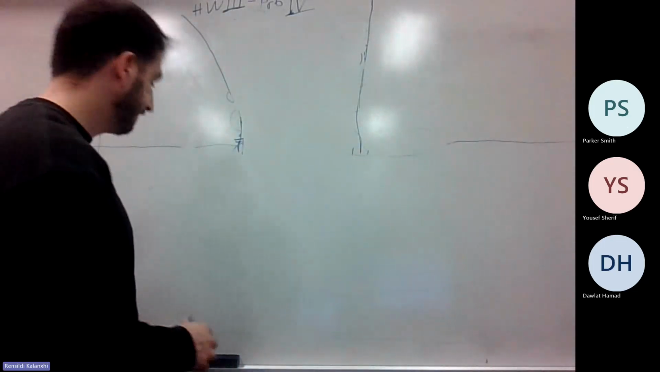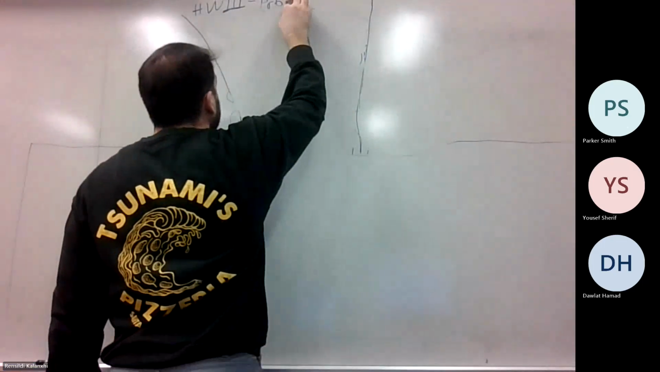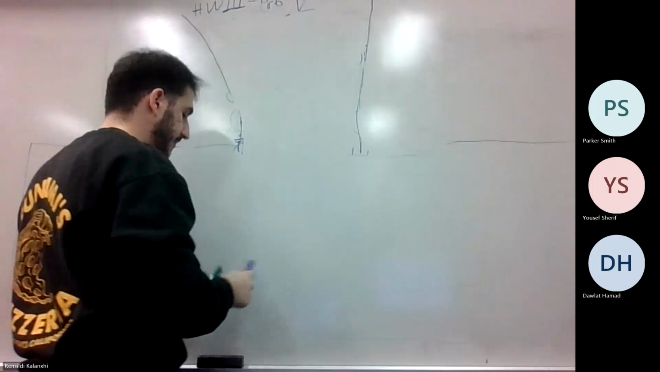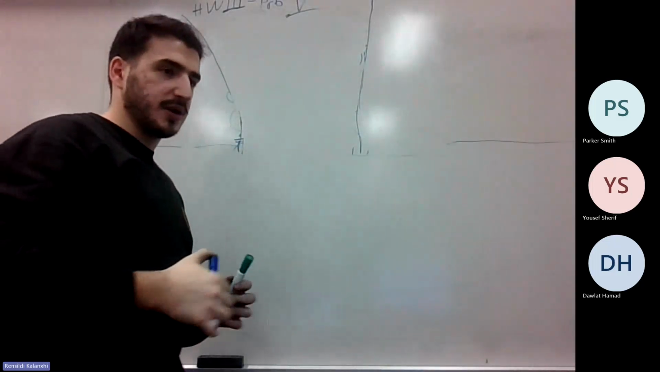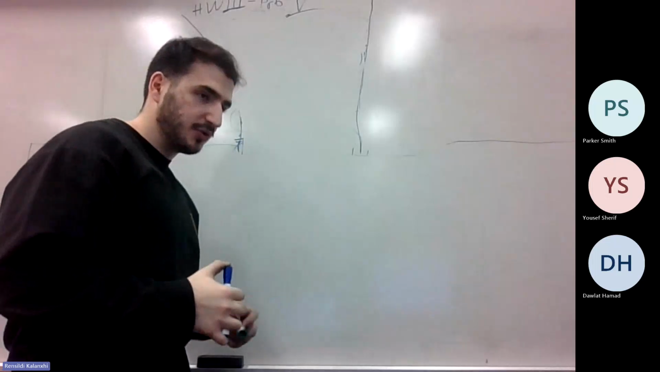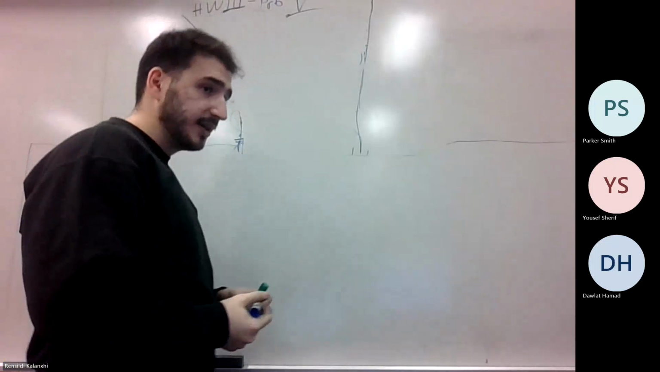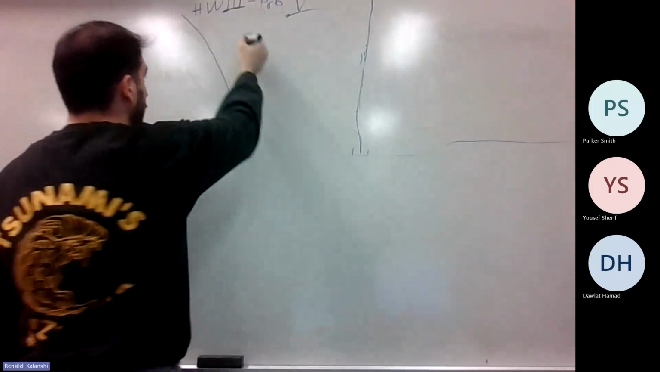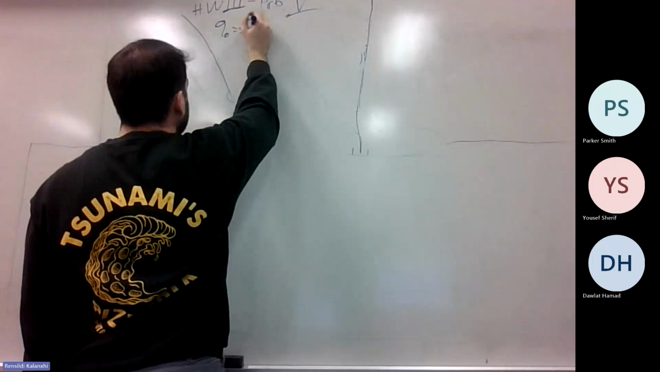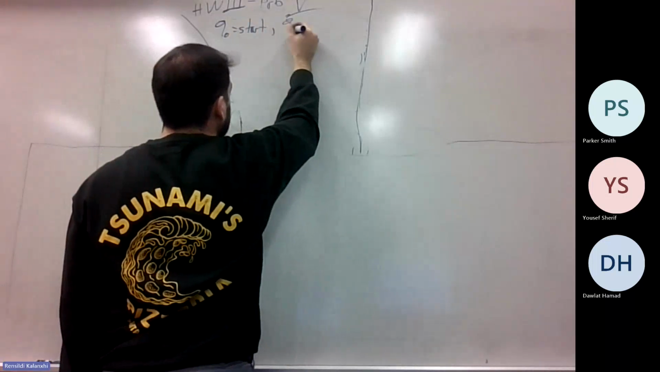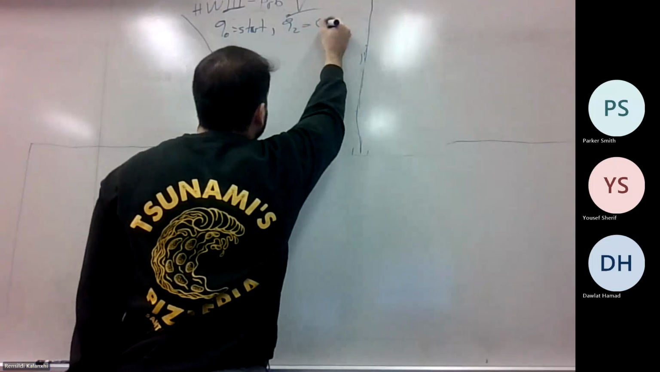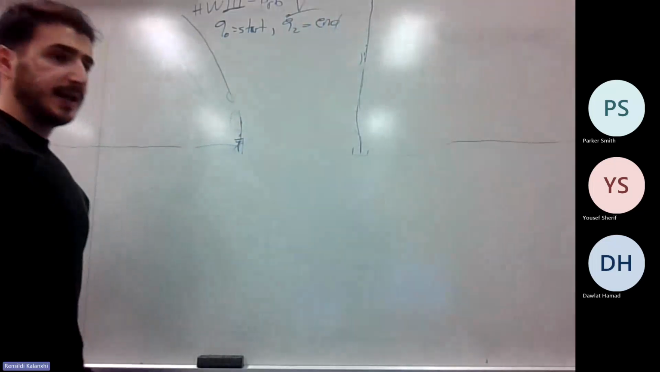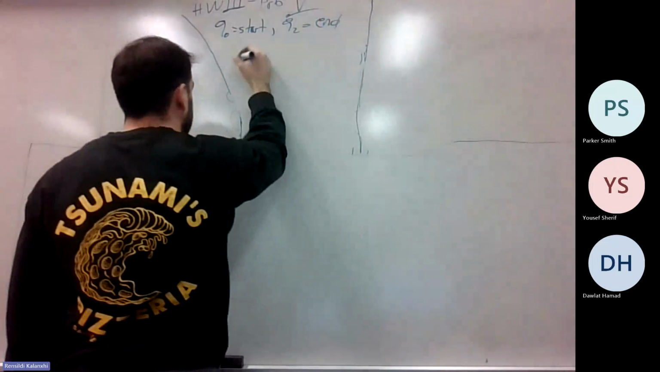Problem 5 says, consider the DFA. So we are dealing with the DFA now, right? And we want to minimize it. We know that Q0 is a start and Q2 is an end, a final state. And we have the following transitions.